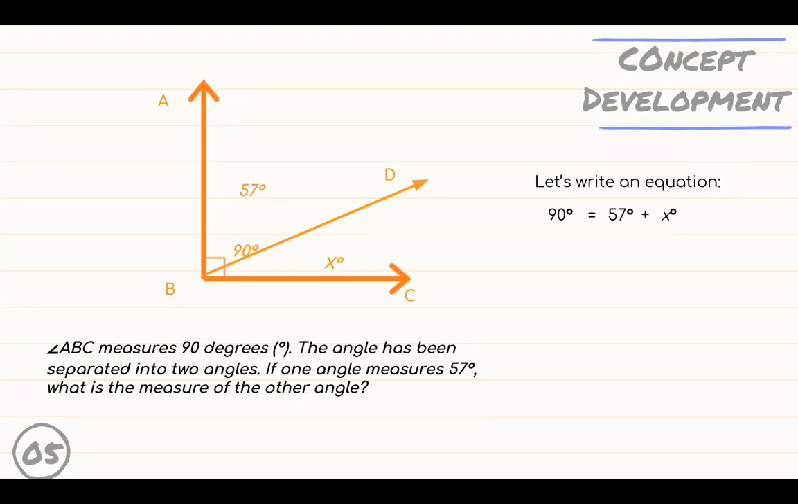Look familiar? Now we solve. We use the inverse and we subtract 57. What I do to one side, I have to do to the other. So that cancels out my 57s and leaves my x by itself. Bring down my equal sign, and 90 minus 57 degrees is 33 degrees. So the unknown value of x is 33 degrees. Pretty easy, huh? Let's continue.